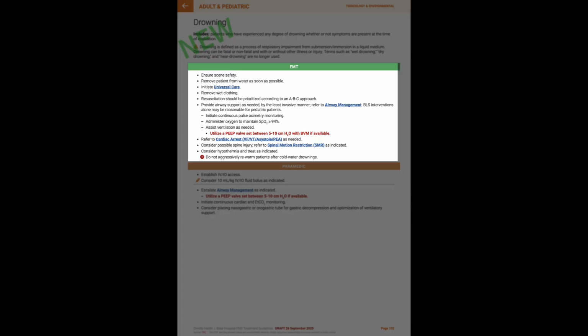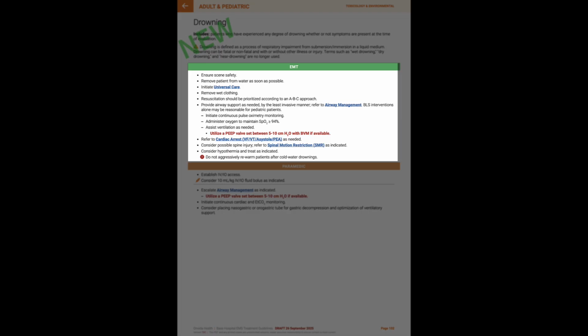In the EMT section, your first priority is scene safety and rapid removal of the patient from the water. Start universal care and follow the ABC approach with airway coming first. Provide airway support as needed using the least invasive method, especially in pediatric patients where BLS level support may be enough. Administer oxygen to maintain an SpO2 of at least 94%. If the patient requires assisted ventilation, make sure to use a PEEP valve set to between 5 and 10 centimeters of water pressure if available.